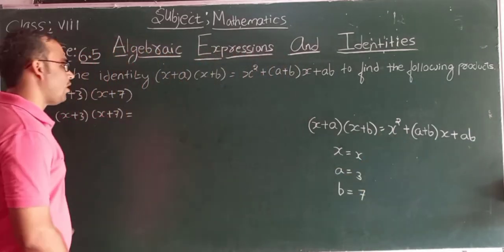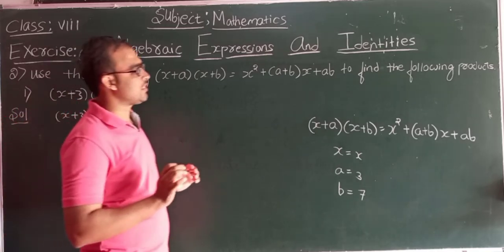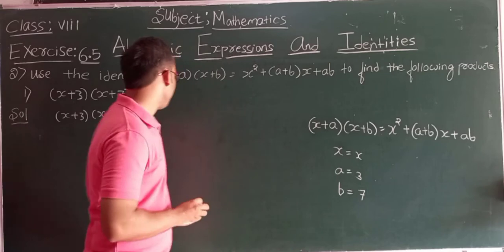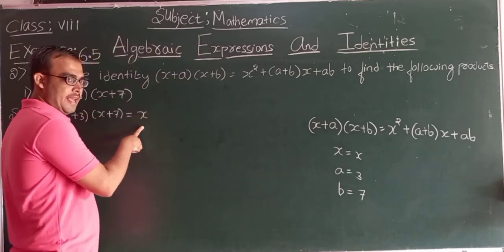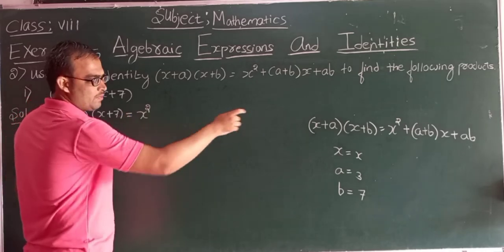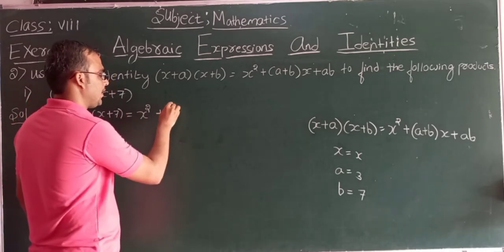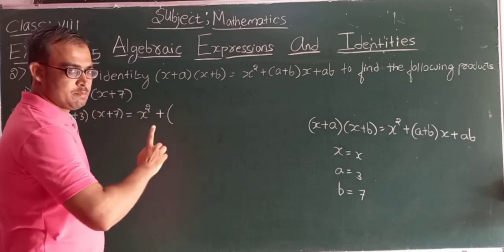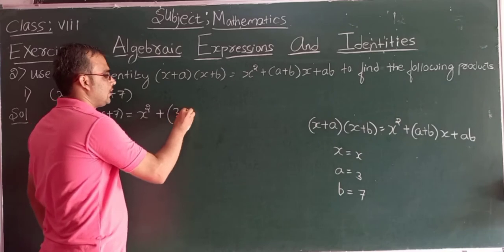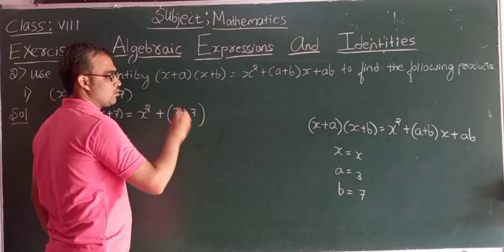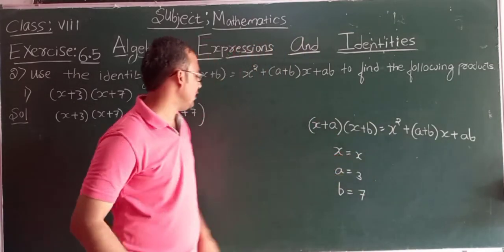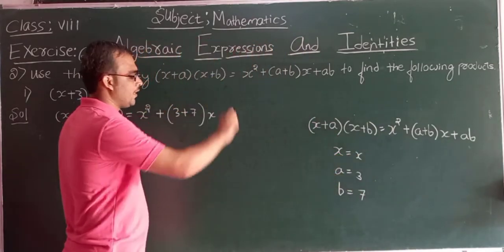Okay. Now according to the formula, what is that first in the formula? X square. Okay. So here x means x only. X square means x square. Okay. Next, what is in the formula? Plus. Next, bracket a plus b. So here a is 3 and b is 7. Okay. That is 3 plus 7. Bracket close. Into x. And what is x? X only.